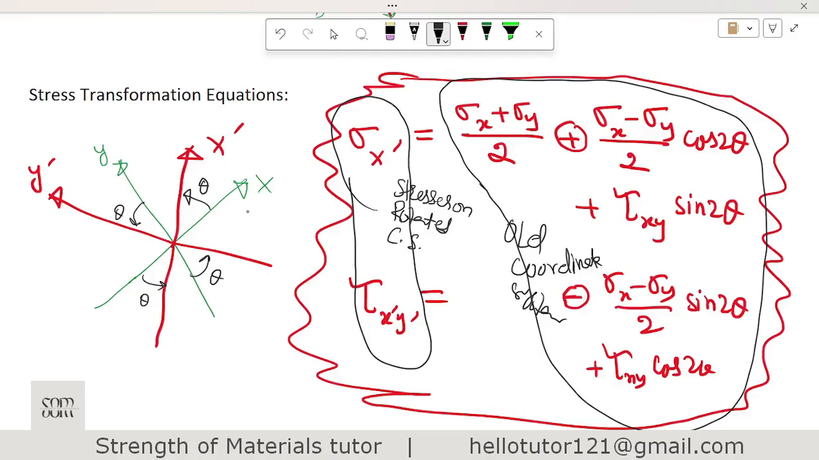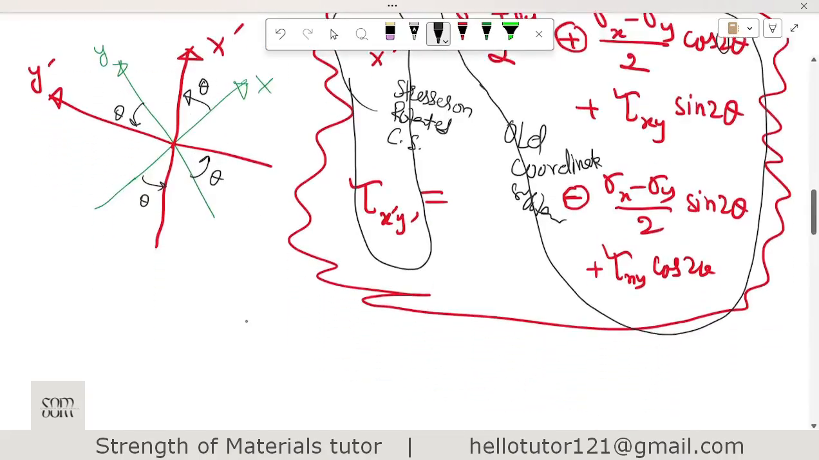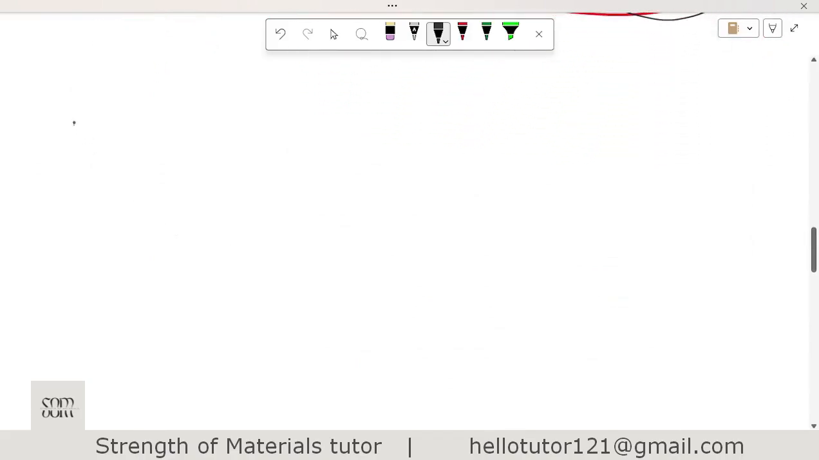It is only possible when you know the angle between the old and the new. You know the angle is theta, but you don't apply theta, you apply twice theta. Remember this, 2 times the angle. In the equation we have 2 times theta, but the actual anti-clockwise angle is only theta. Now sigma x, sigma y by 2. Let me now add a simple example here.